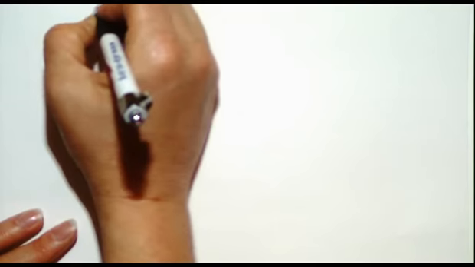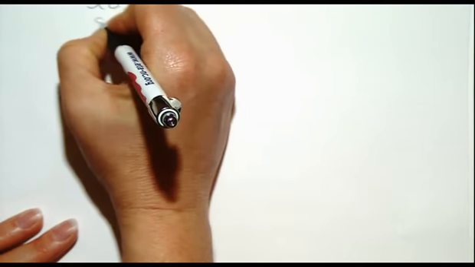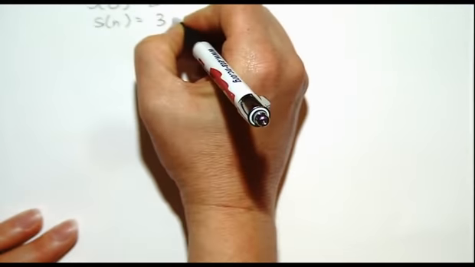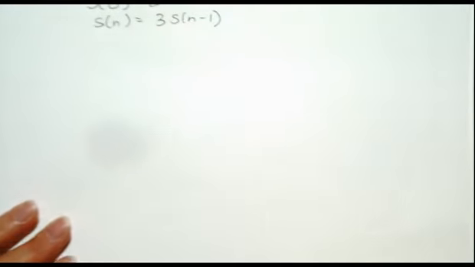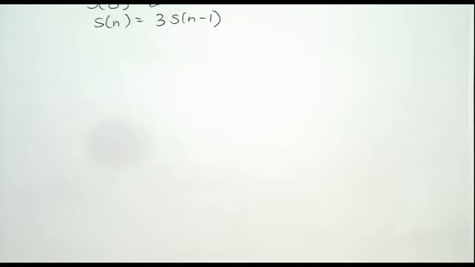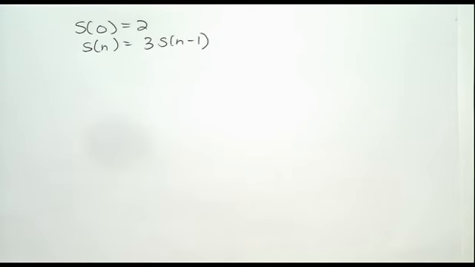Here's a really easy one. All I want to do is figure out what the closed form of this is. Can anybody guess what the root is going to be? It's going to be 3, because every time I do something, I'm multiplying the previous one by 3. So it's going to be a power of 3 multiplied by a constant.